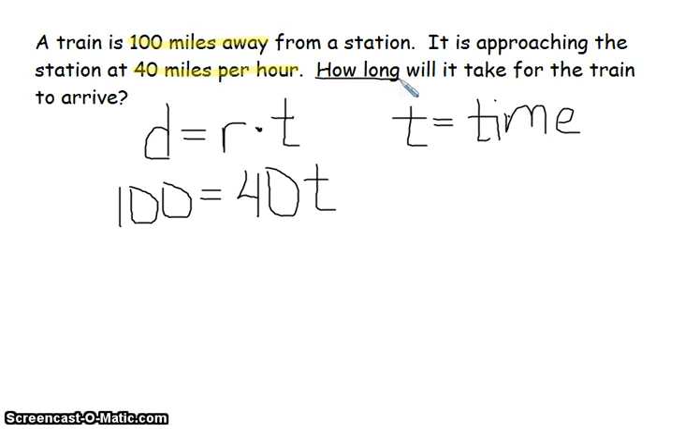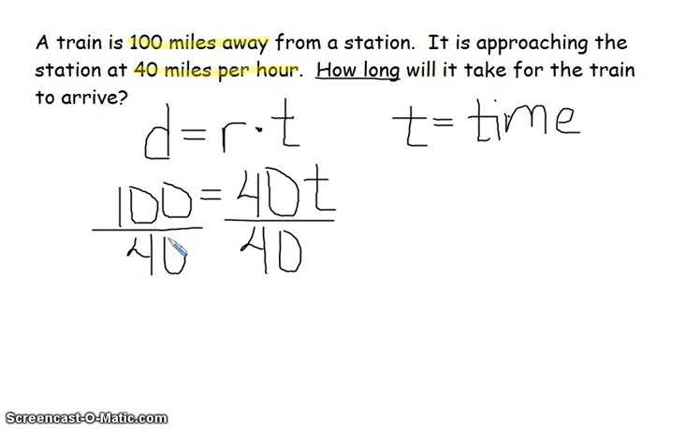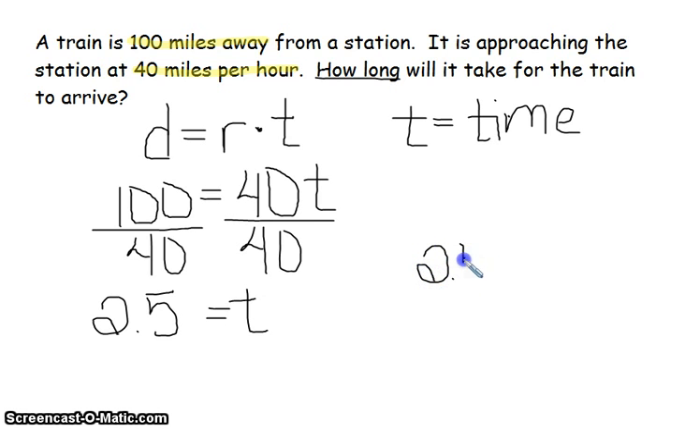So, simple problem here. One-step equation actually. We've got 40 multiplied by t, so the inverse operation would be to divide both sides by 40. 100 divided by 40 gives you 2.5, which is t. So it's going to take approximately 2.5, and when you're dealing with word problems, you need to make sure you have your units there. It's going to take approximately 2.5 hours.